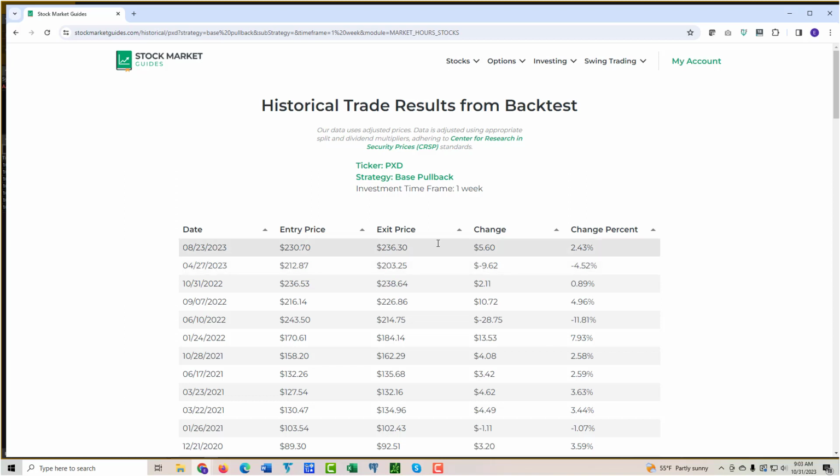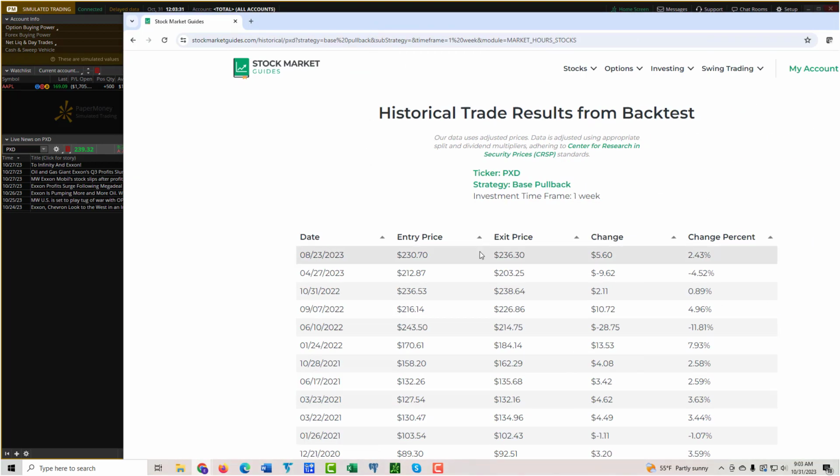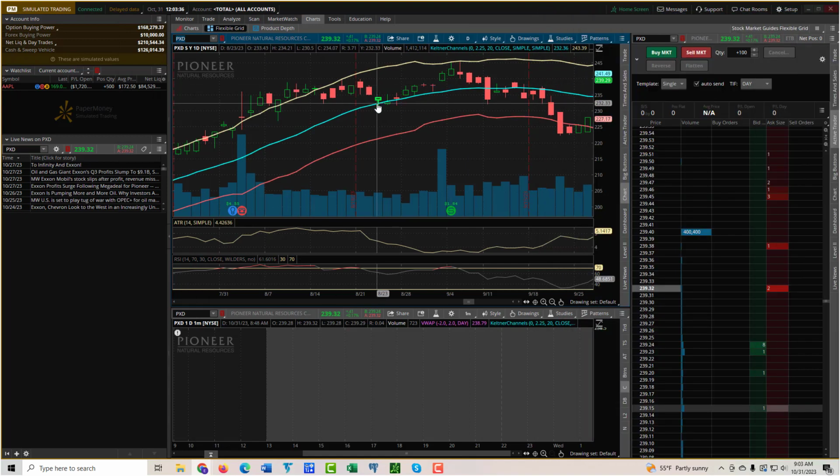And in fact, let's do that on one of these. So this one, it says the most recent time that this trading strategy set up for PXD was on August the 23rd, 2023. So I'm going to open a trading platform here. This is Thinkorswim, and I have PXD already open. And right here, this is August the 23rd, 2023. So it's saying the entry for this trade right here, this most recent occurrence of this trade in backtests, occurred on August the 23rd. And it was a 1 week trade hold time.